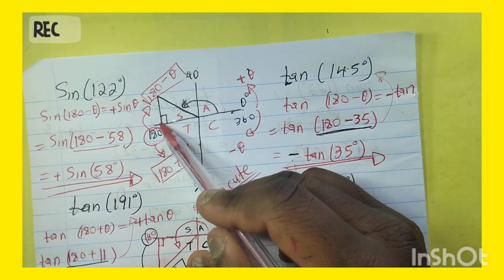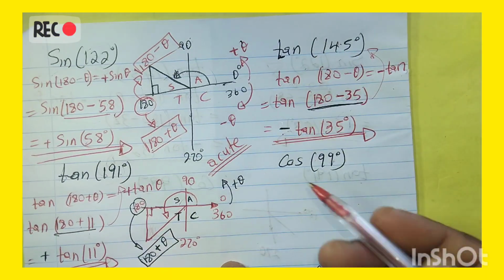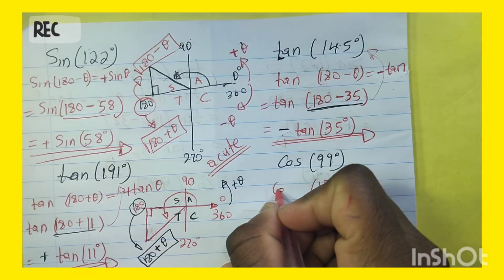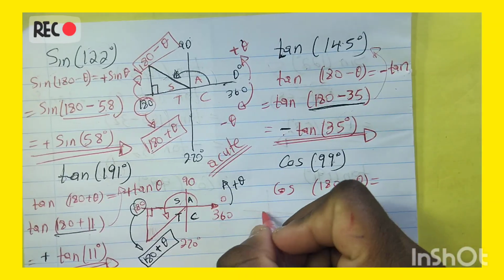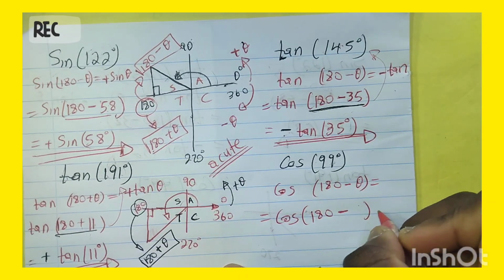It is between 90 and 180, above 90, meaning it is in the second quadrant. So I'll just say second quadrant, and there, for cos, applying this knowledge, that's 180 minus.